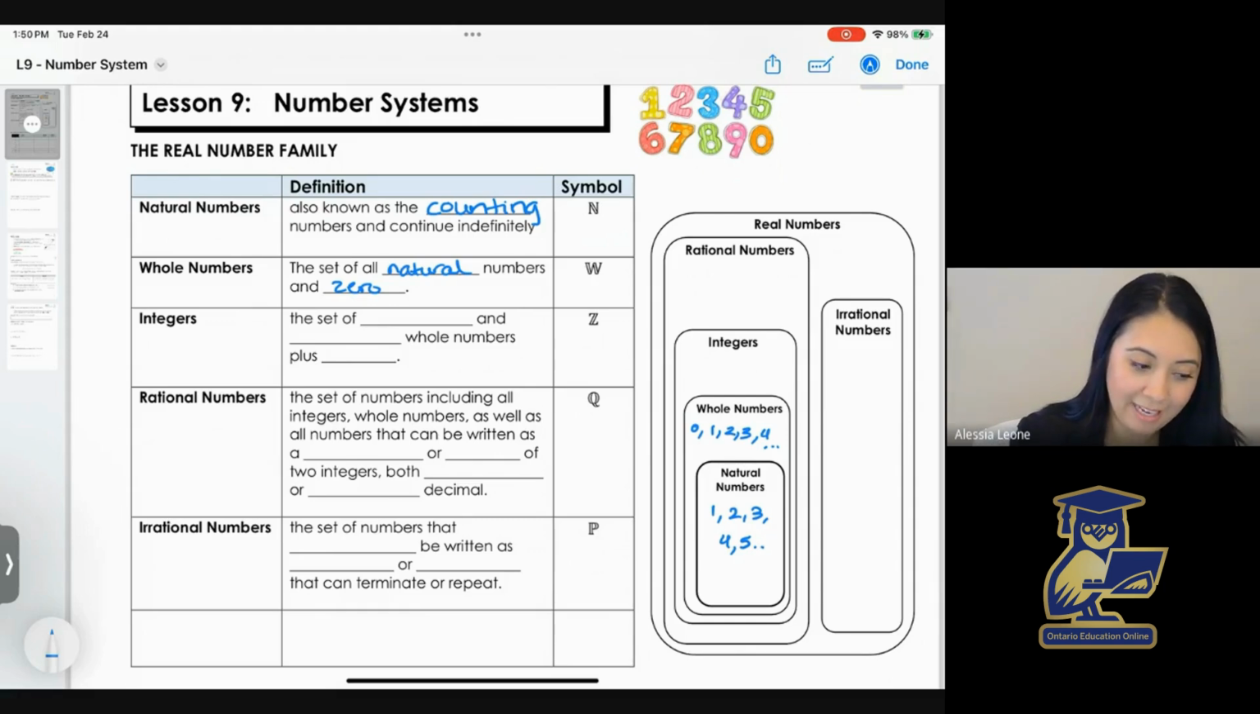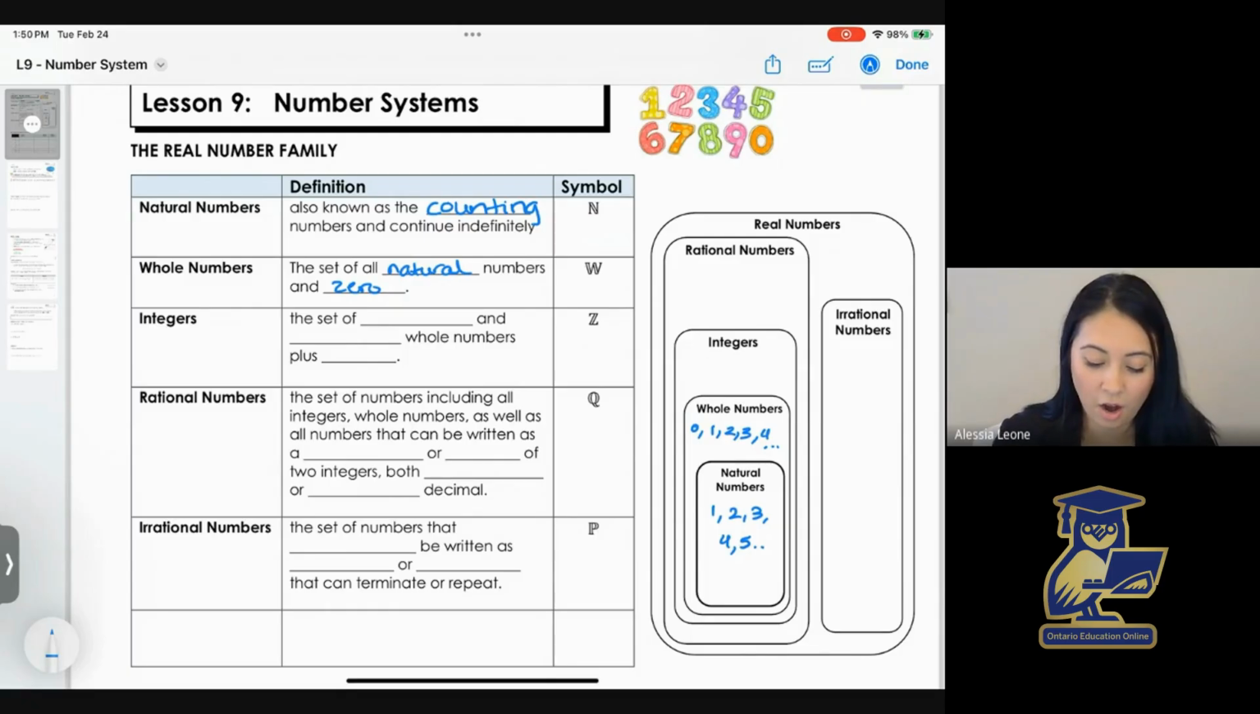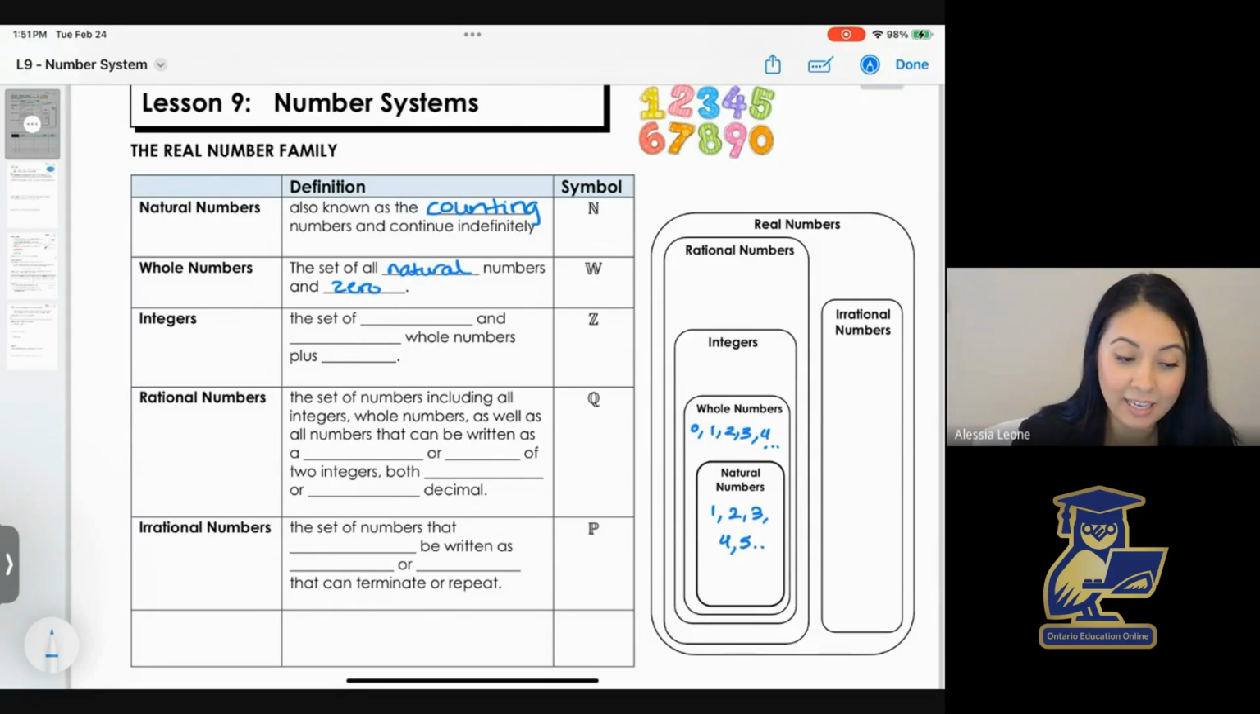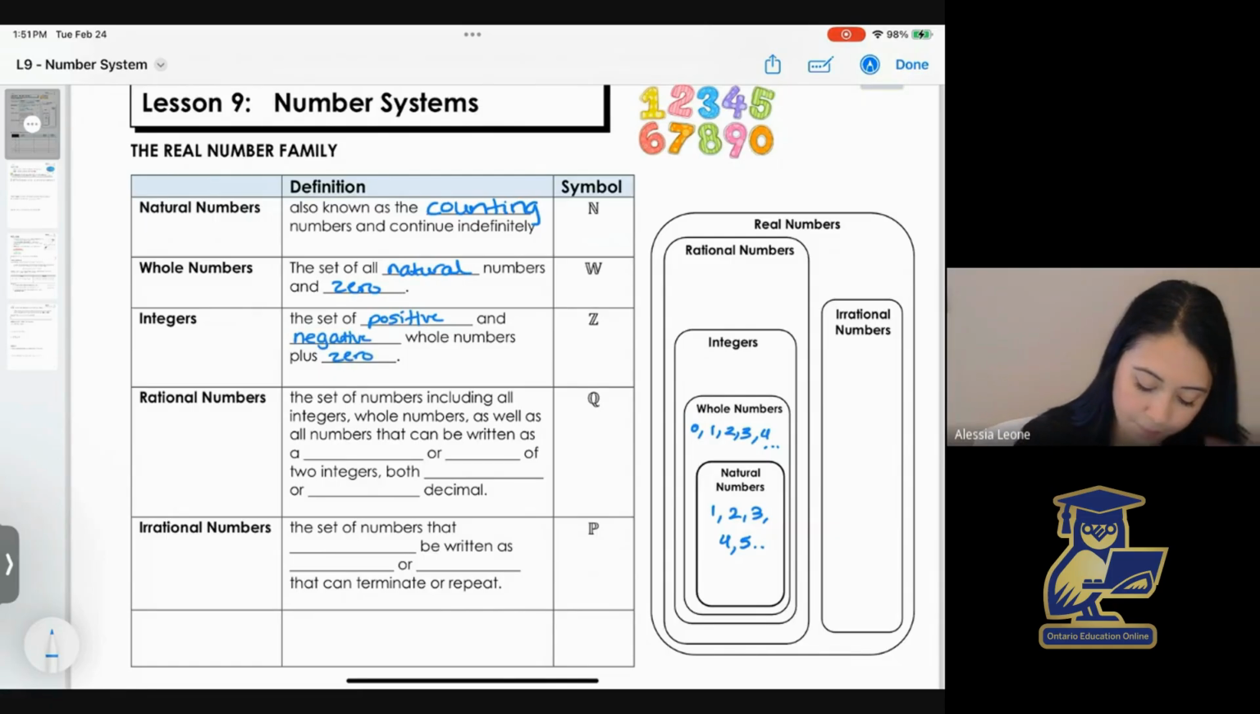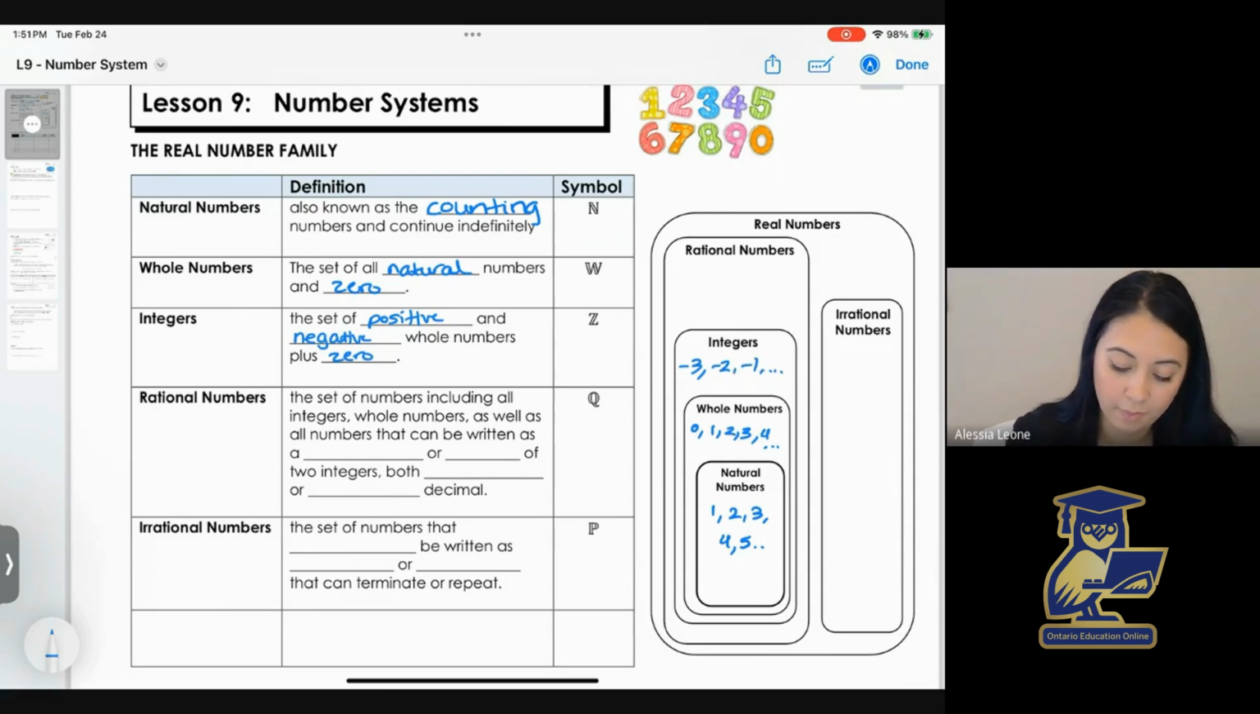Integers. Integers are a set of numbers that have positive and negative whole numbers, plus 0. An example of an integer: -3, -2, -1, and so on.